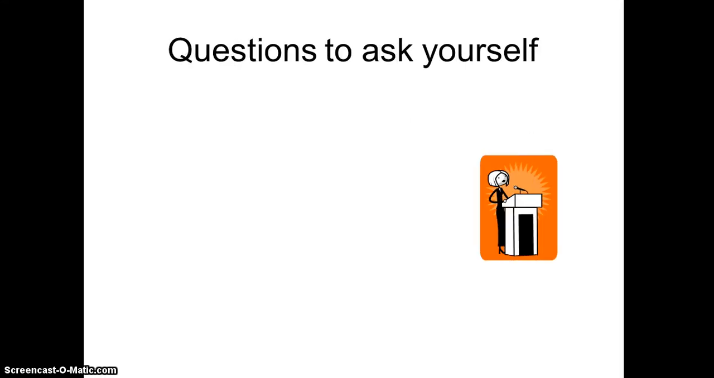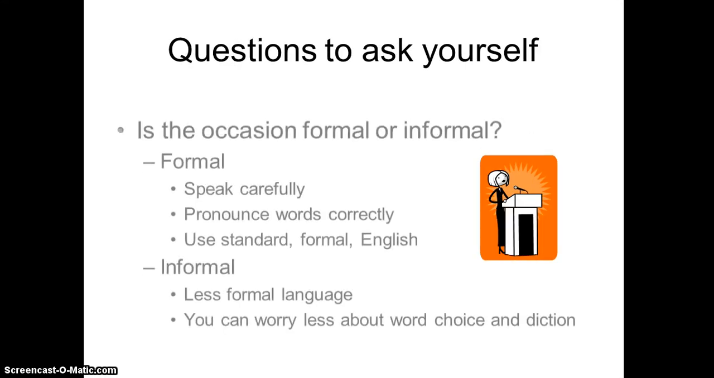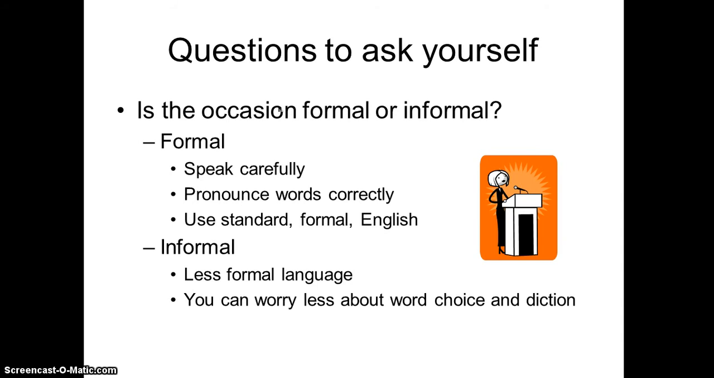So there are a couple questions you need to ask yourself as you're preparing yourself to give a speech. Is the occasion formal or informal? And just like in any other context, formal is something along the lines of a fancier event, something where you need to portray yourself in a more professional way. In a formal event, you need to make sure that you're preparing yourself to speak in a more careful way. You're using standard formal English and you're pronouncing words very carefully and correctly.